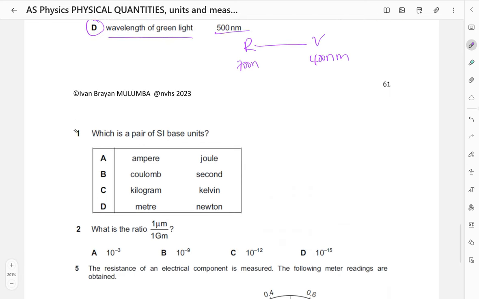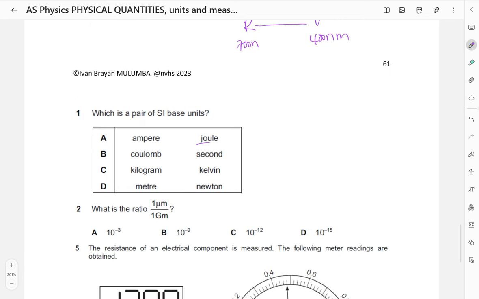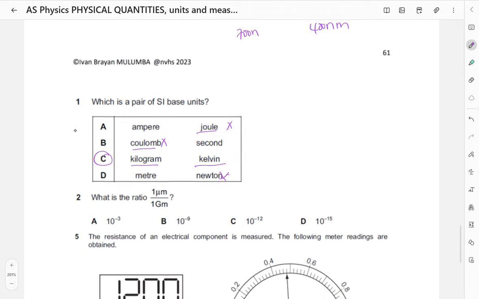Which is a pair of SI base units? A joule is not SI. A coulomb is not SI. A newton is not SI. So the answer is C. Kilogram is SI for mass. Kelvin is SI for temperature.